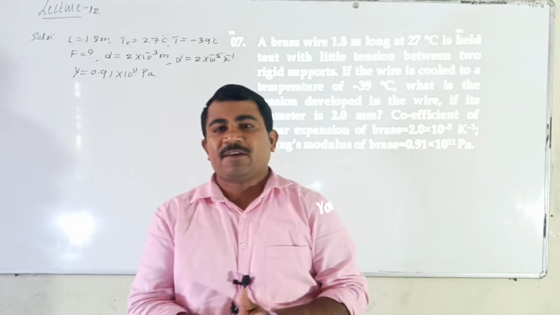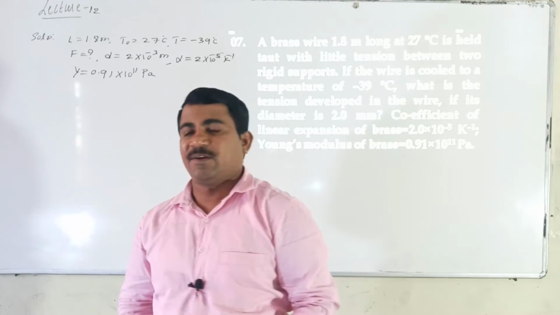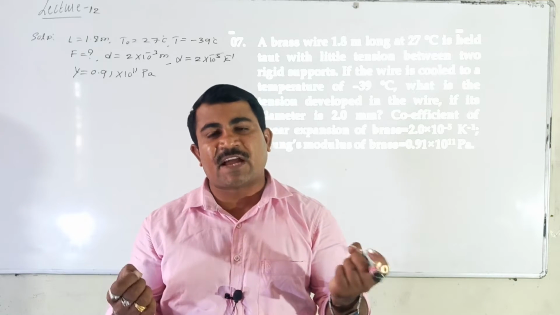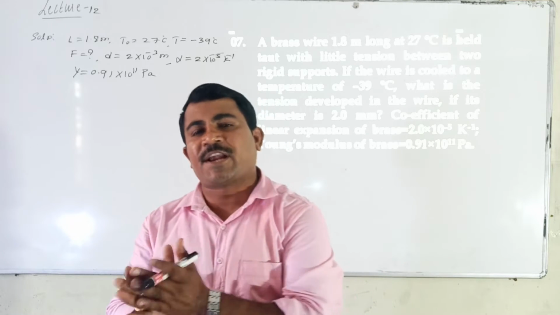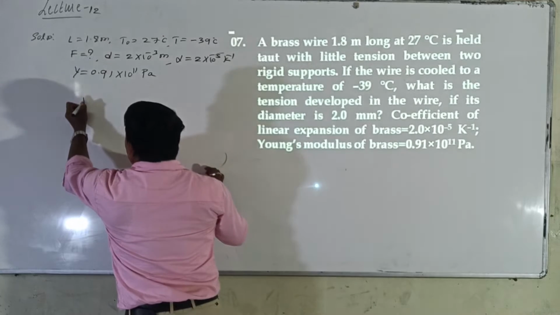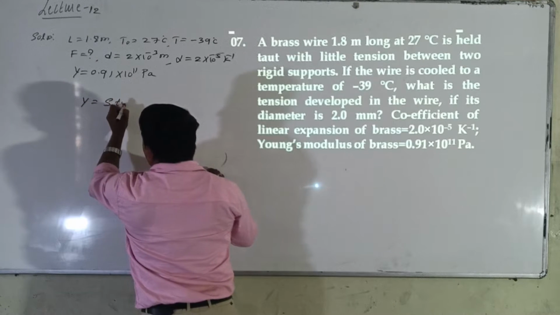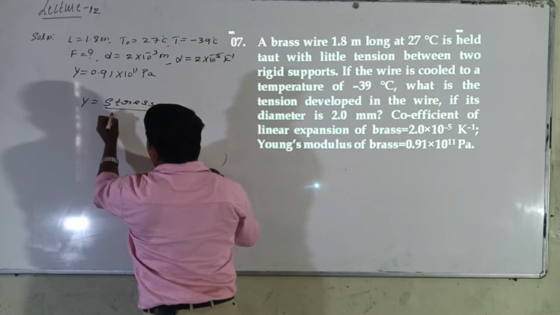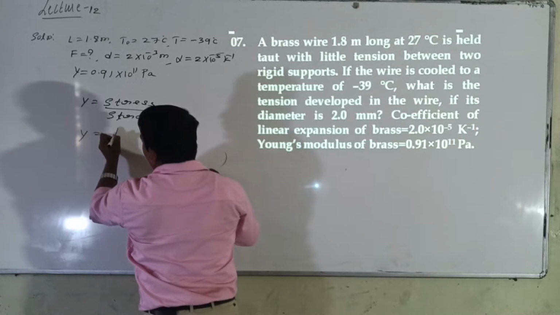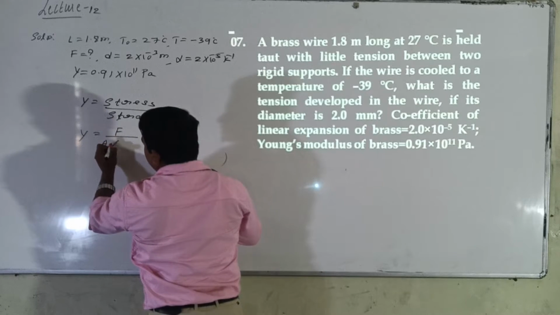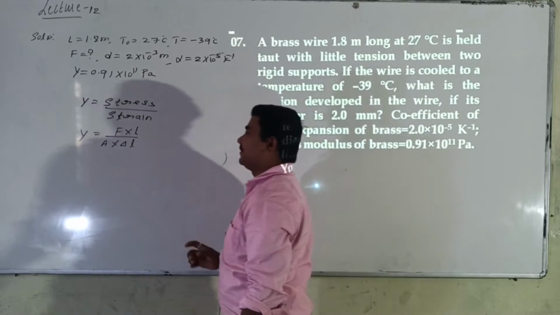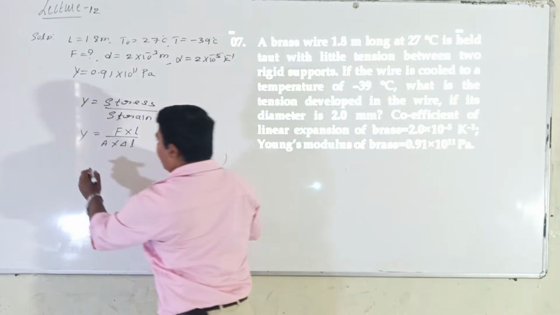I need the thermal force developed in the rod. We know that according to Hooke's law, which we have studied in the theory part, stress is directly proportional to strain, or stress by strain is a constant. Y is equal to stress divided by strain. Stress means force developed per unit area, and strain means change in length divided by original length.